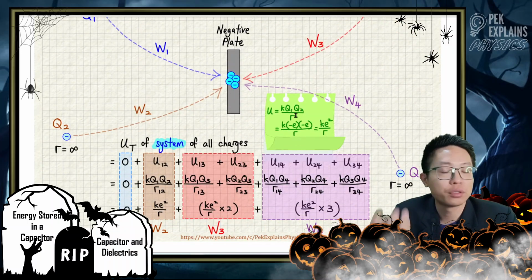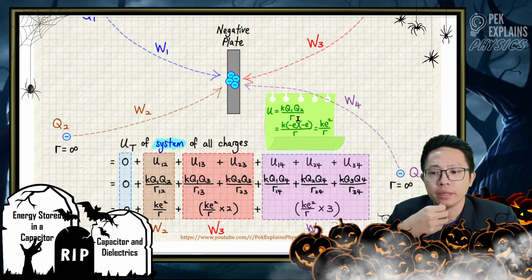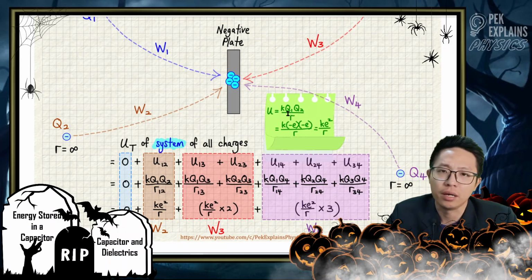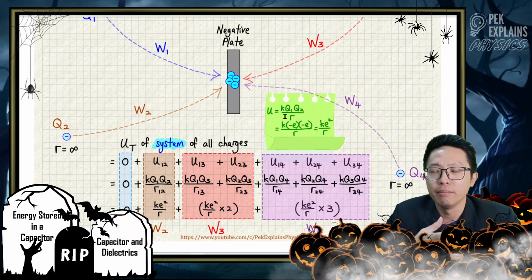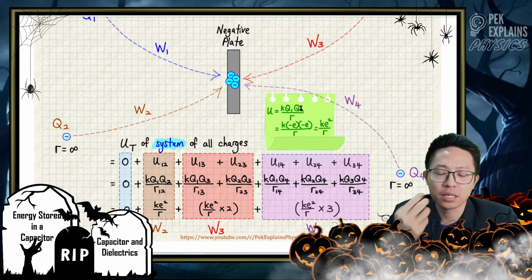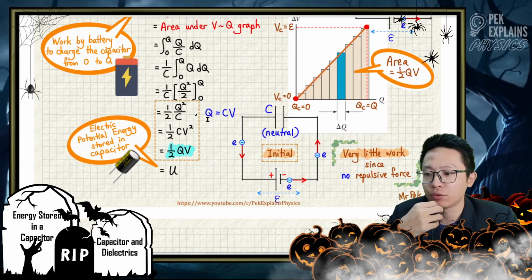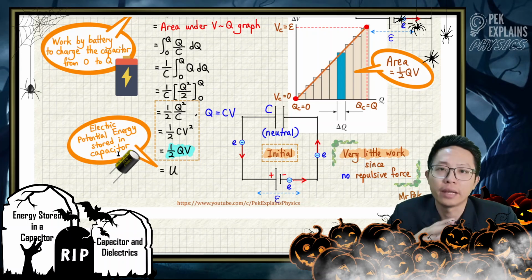Of course, we don't use this formula kQQ over r to calculate the electric potential energy in the capacitor, because there are many charges stored inside the capacitor, not just one or two electrons. This kQQ over r is like a microscopic calculation for electric potential energy, maybe involving just one or two charges. But to calculate the electric potential energy stored in the capacitor, we have another formula, and that is the formula we need to find out.